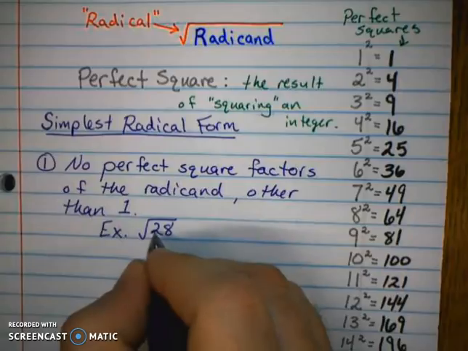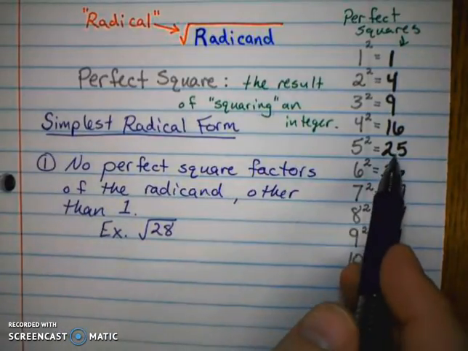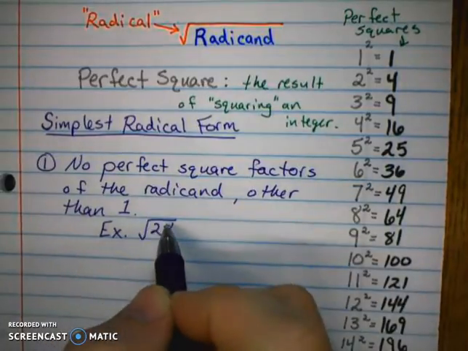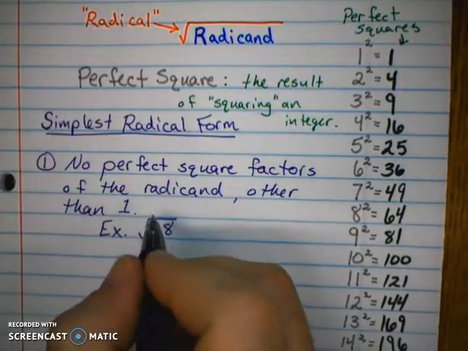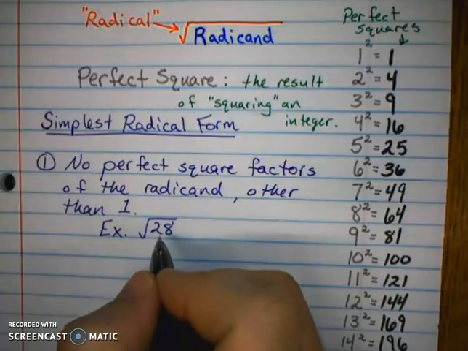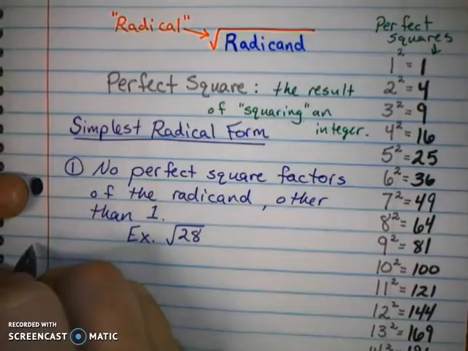What we notice is that the number 28 is not one of our perfect squares. It's between 25 and 36, and so it might have factors that are on the list. Remember, factors are things that are multiplied together. So what we want to do is find the largest perfect square factor of the radicand. You can make a note to yourself if you want.